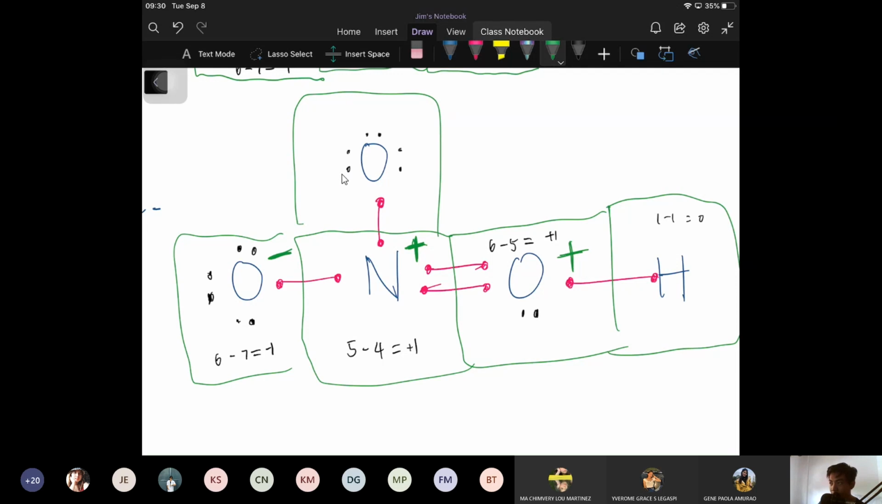And lastly, this oxygen, negative 1 din. 6 minus 7 is negative 1. The 6 is the valence electrons, and there are 7 dots around it: 1, 2, 3, 4, 5, 6, 7. So 6 minus 7 is negative 1.